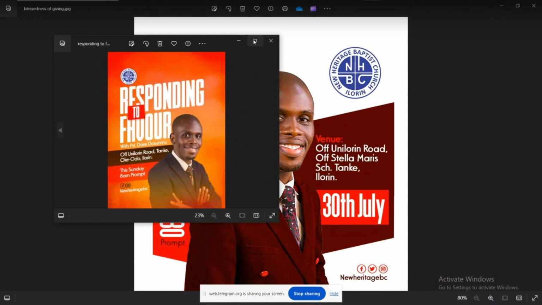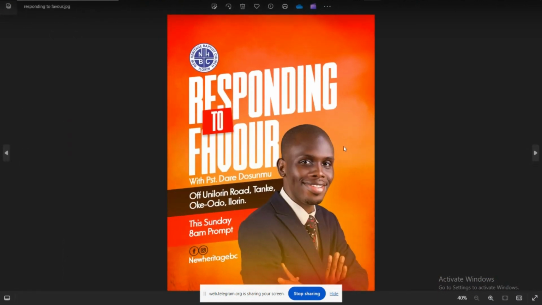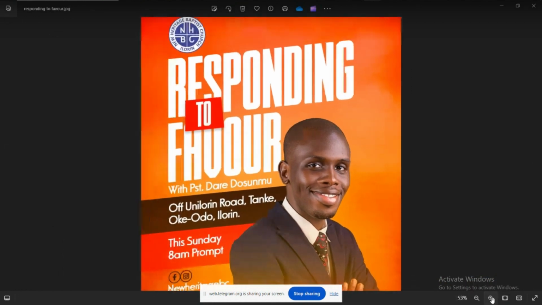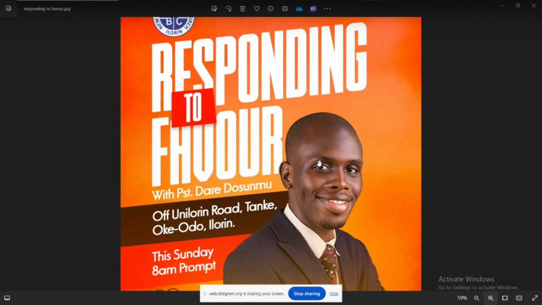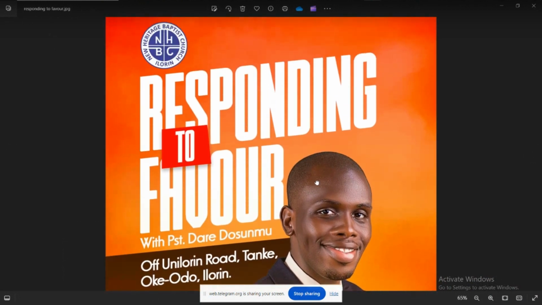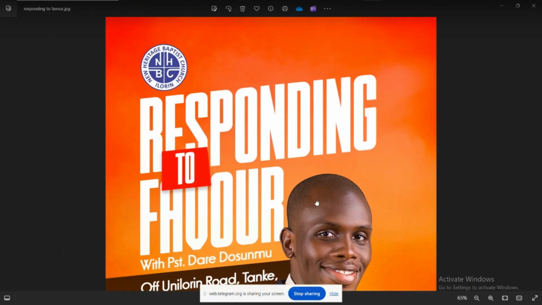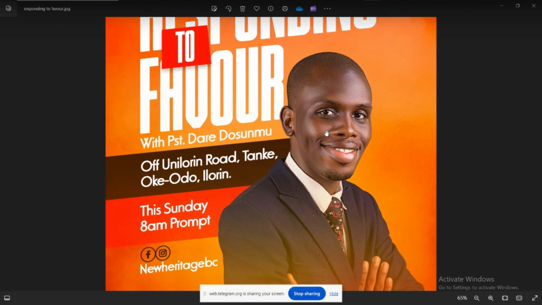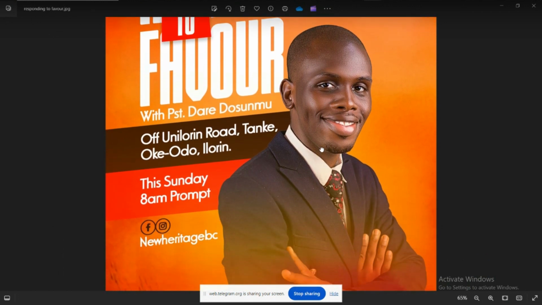So let's let it load, and you see this particular design. Apart from the color, you notice that there's a kind of movement. Now the first level is the New Heritage Baptist Church logo. Okay, what is happening there? Responding to favor. Okay, with who? With Pastor Dari. The next one is the venue of this Sunday, 8 a.m. prompt. And all of this.